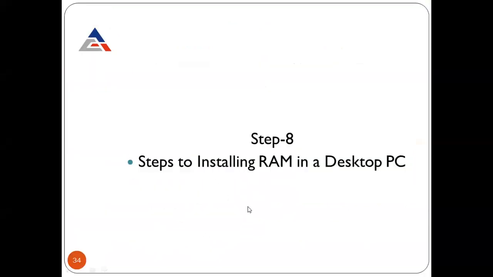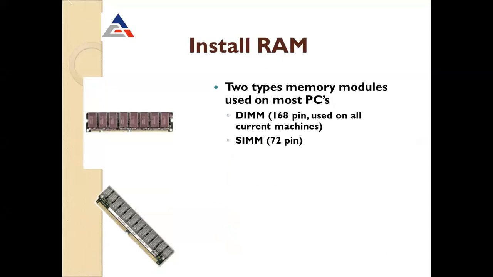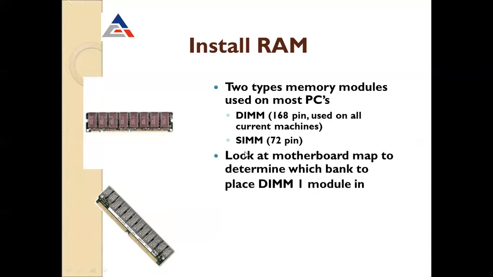Next is how to install the RAM in the desktop PC. How can we install the RAM? Now see, in order to install the RAM, there are two types of memory modules used on most PCs. One is DIMM, which is 168 pin and used on current machines. Second is SIMM, which is 72 pin. D stands for dual, S stands for single. That's why one is 168 pin and the other is 72 pin.